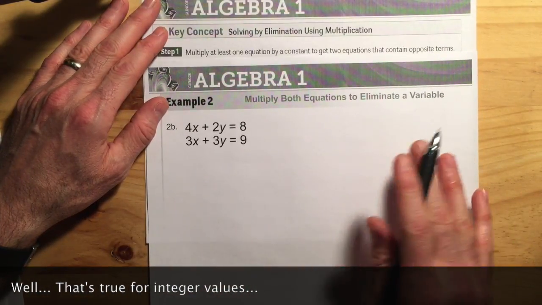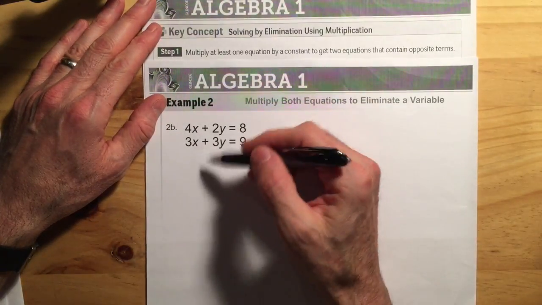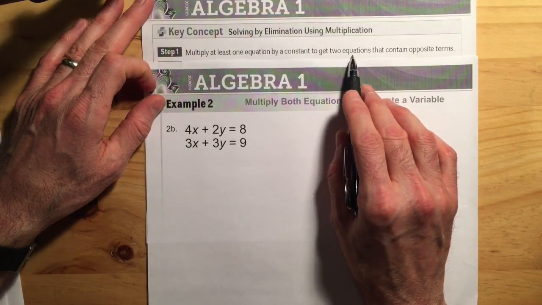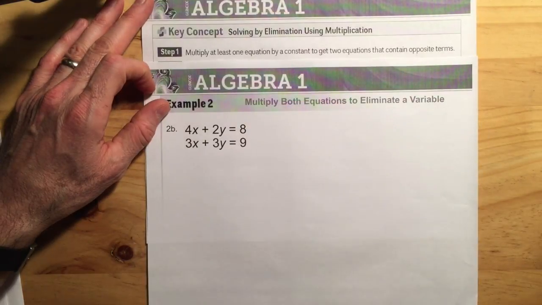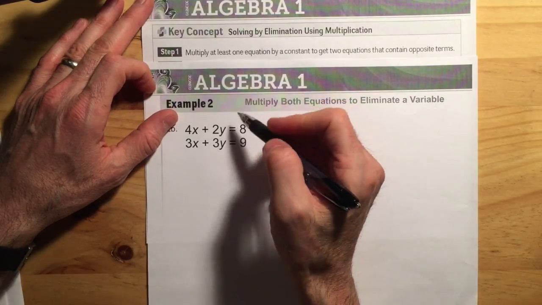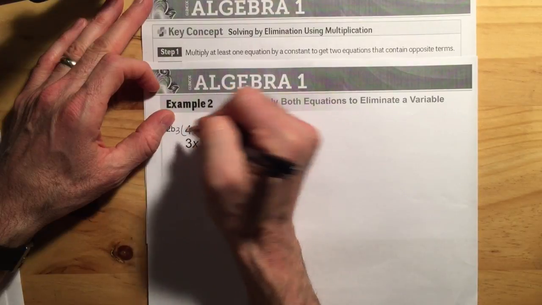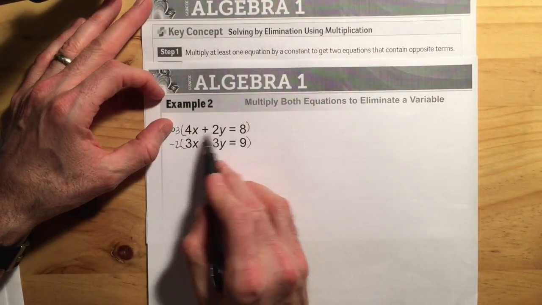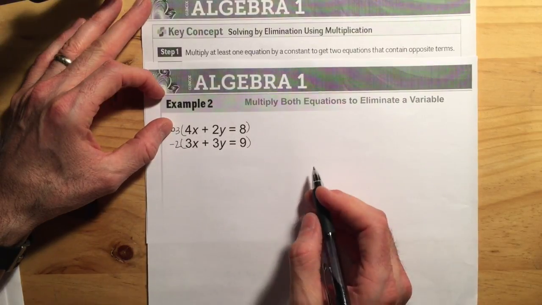So step one, I want to multiply at least one equation. I'm going to do both this time by a constant that allows me to get two equations that contain opposite terms. Let me look at the y terms this time, since we looked at the x terms in the first example. If I multiplied the first equation by a 3, and I multiplied the second equation by a -2, do you see what's going to happen to the y term?